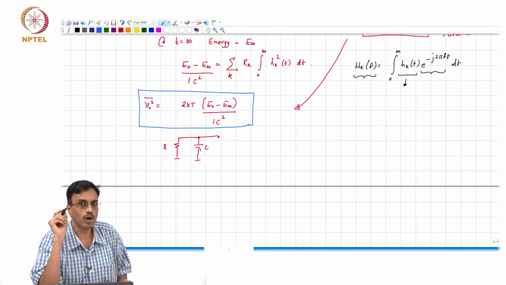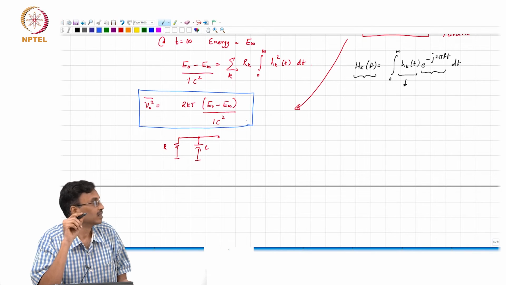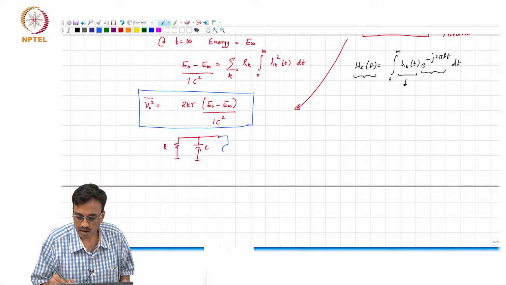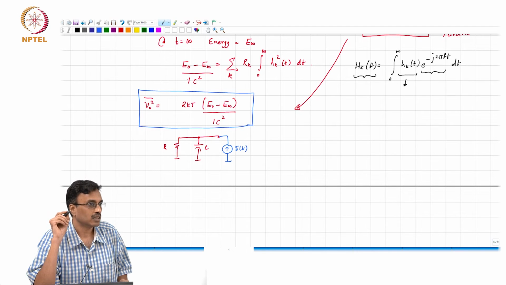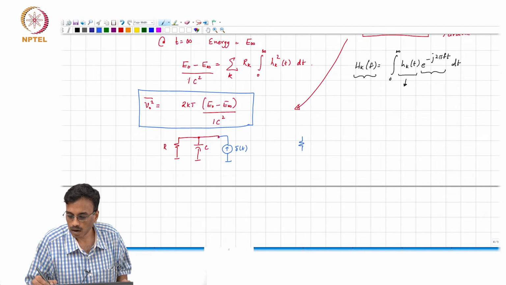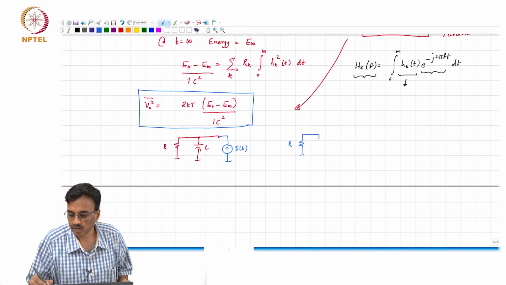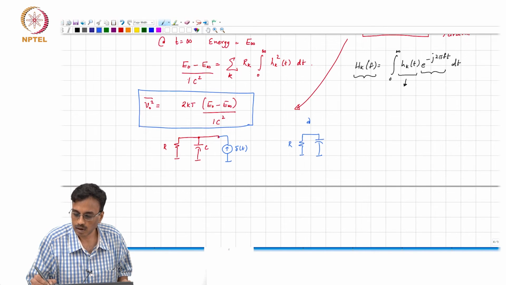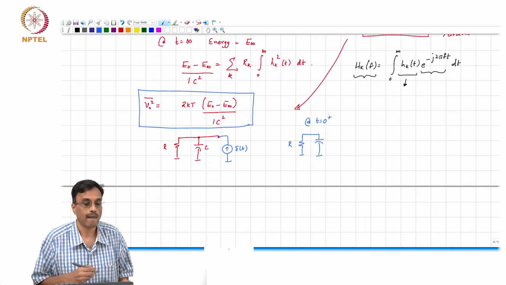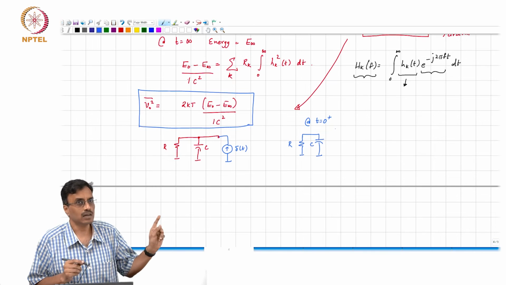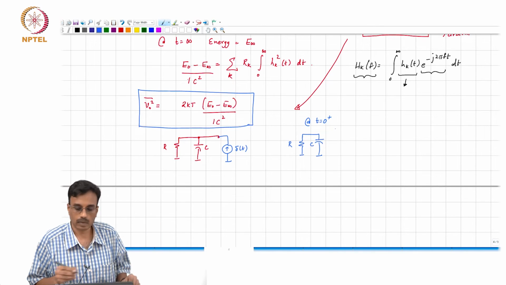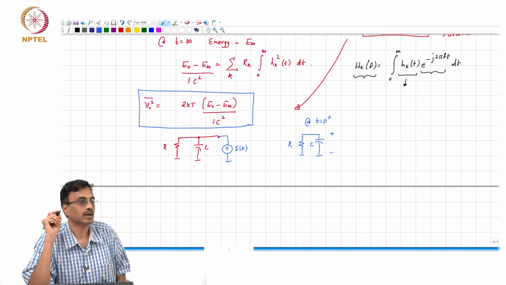Let us recall what E0 is. The energy: you inject an impulse current into the output node and find the energy at 0 plus. So basically this is R, this is C at 0 plus. What do we see? What happens to the impulse current? It all goes into the capacitor.